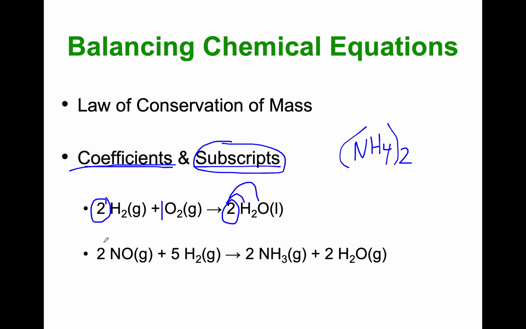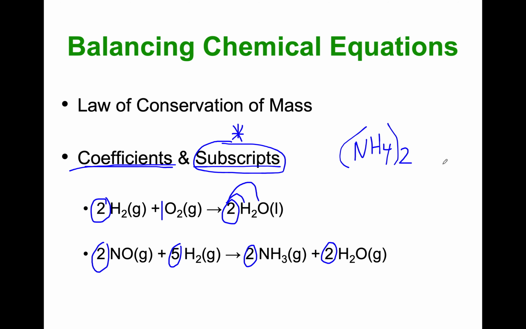So this is how we balance, putting in coefficients 2, 5, 2, 2 to get the same number of atoms on the left and the right. We don't change subscripts, so be really careful. Remember, we learned all of these names because that goes with a specific formula. If you start changing subscripts, you change formulas, that changes names.